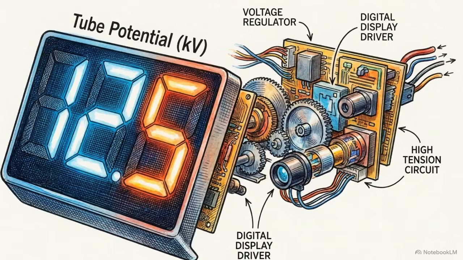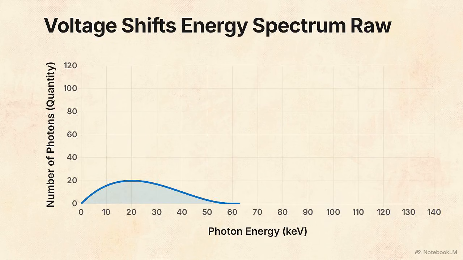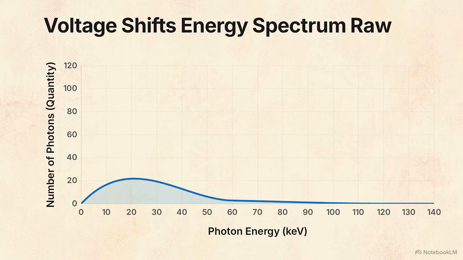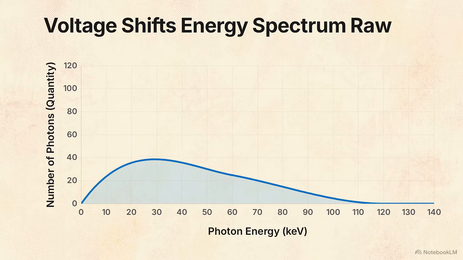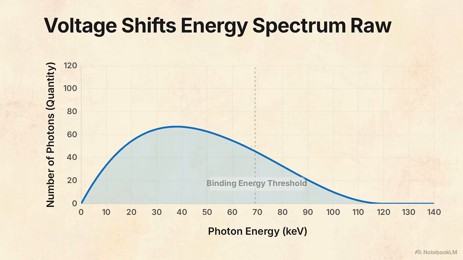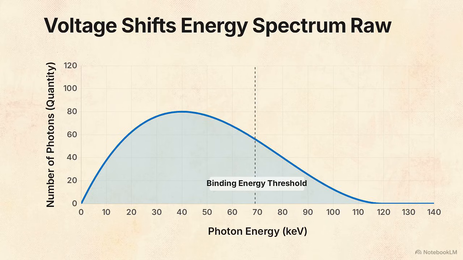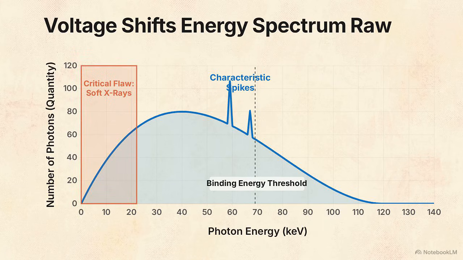The most powerful operator control for altering beam quality is the tube potential, or kV. Increasing the kV increases the total quantity of photons, but it also physically pulls the maximum and average energy strictly to the right. Once the kV crosses the critical binding energy threshold, it triggers those characteristic spikes. Yet, even at high kV, the raw spectrum holds a critical flaw, a massive cluster of low-energy photons occupying the far left of the curve.